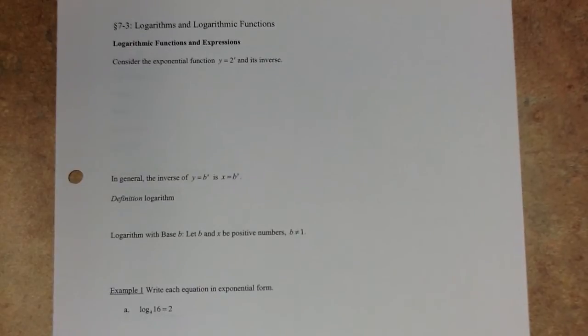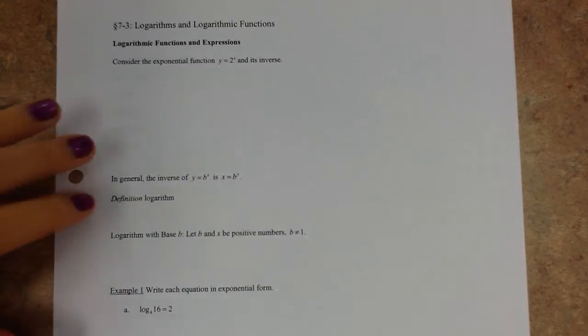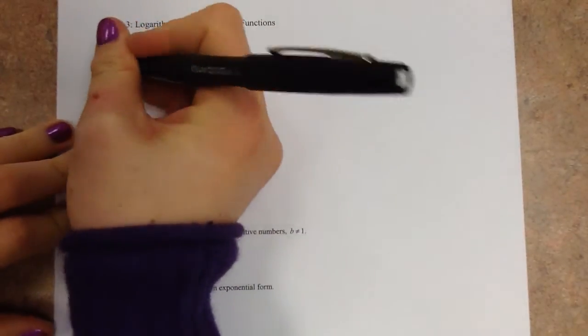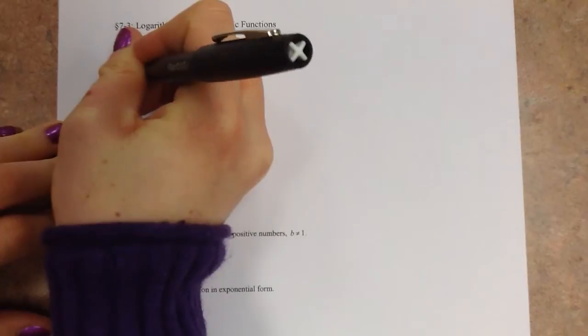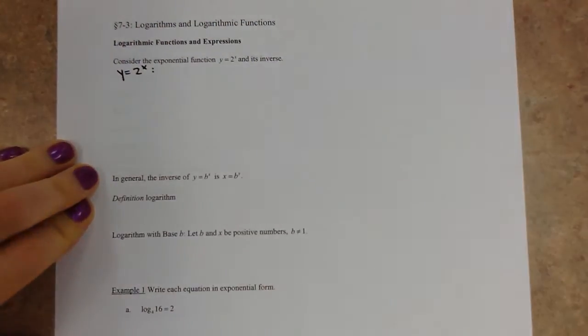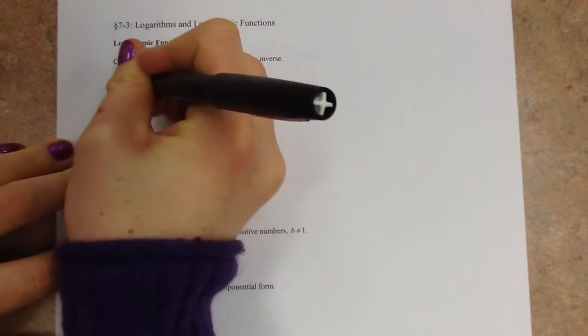So we're going to be talking about these expressions, how to find them, but first we're going to recap the exponential stuff from the last couple lessons and then talk about what its inverse would look like. So this first line says, consider the exponential function y equals 2 to the x. So we're going to start with y equals 2 to the x and then take a look at what some of its points would look like.